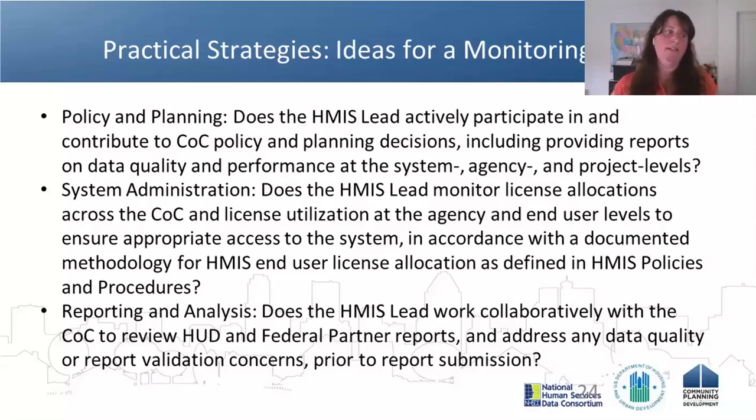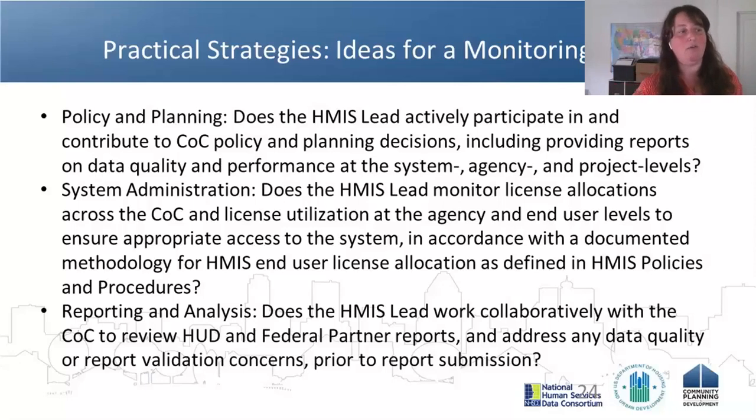System administration. This is going to start to feel a little repetitive, but I'm going to go through it because I think it's really important to be thinking in terms of performance. So does the HMIS lead monitor license allocations across the COC and license utilization? Probably, you guys are already looking in one way or another. You're paying an HMIS vendor bill by license fee. So maybe you can say yes to that from the sheer fact that you pay a bill each month or each quarter or each year.